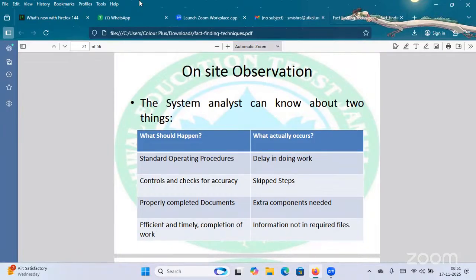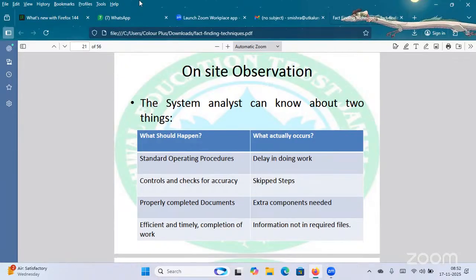That is delay in doing work, skipped steps, any steps to be skipped by the employees. So that's why they face the problems. Then extra components needed, if any extra development or any component is needed which solves the problems of the employees. Then information not in required files or places. Suppose there is a training program or user manual, and the user manual is not in its proper place. So that's why the user faces difficulty working with the system. So that is a problem.